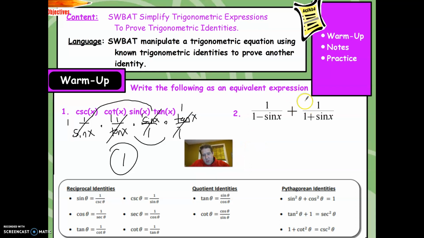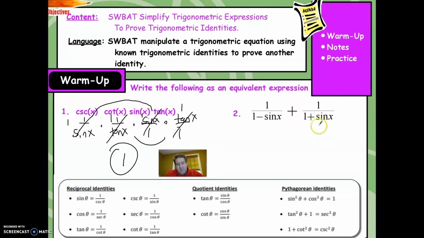All right, so now this question over here. We are adding things, so we cannot do it unless we have the same denominator. It's basically rationals here, so I'm just going to multiply top and bottom by the other denominator. So I'm going to multiply this by 1 plus sine of x over 1 plus sine of x.